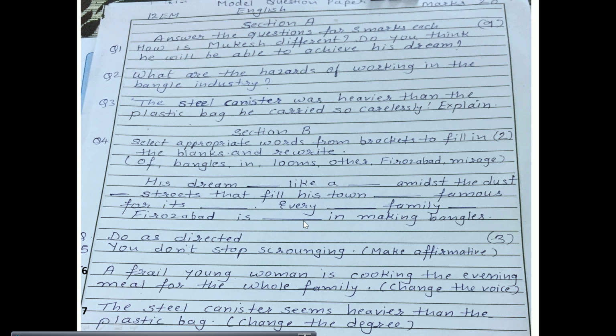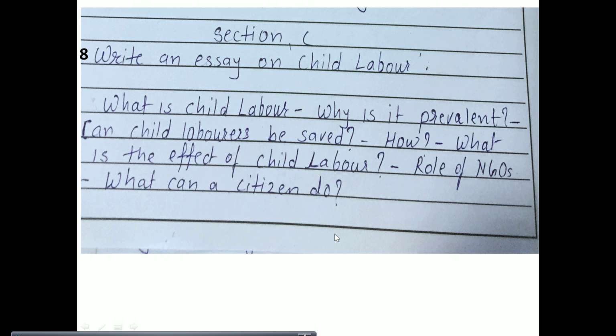So in section C we have asked an essay on child labor. Points have been given. What is child labor? Why is it prevalent? Why is it commonly seen? Can child laborers be saved? How? What is the effect of child labor? Role of NGOs and what citizens can do? So let us look at the model answer.